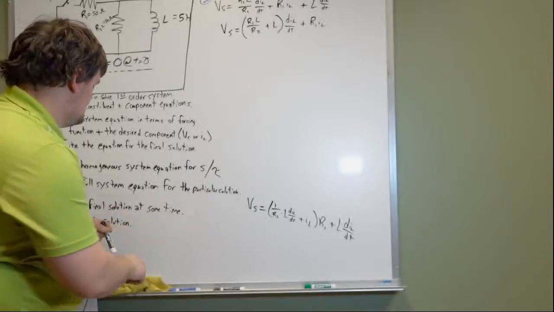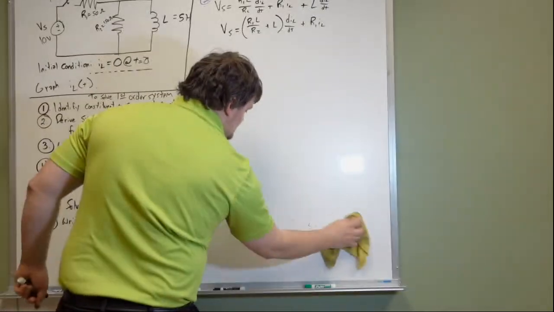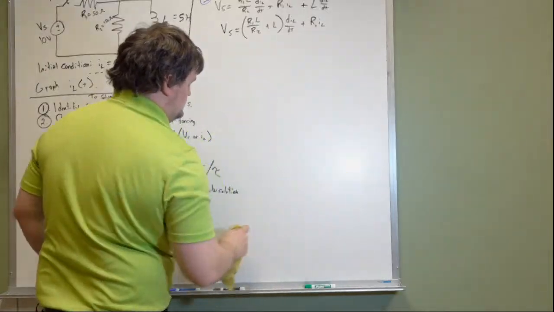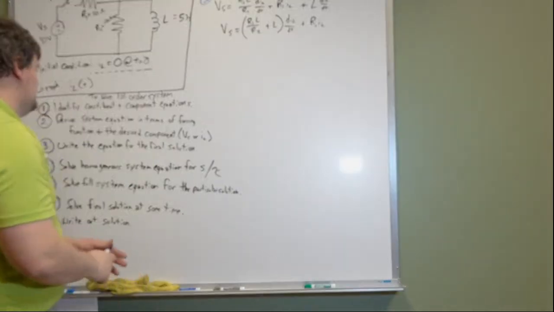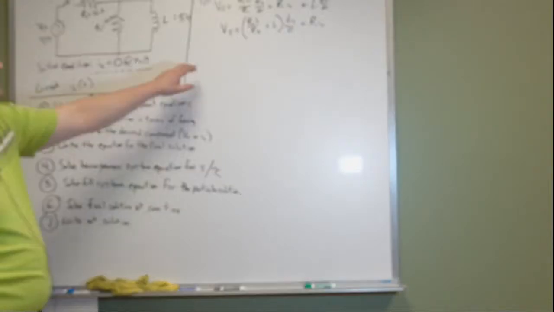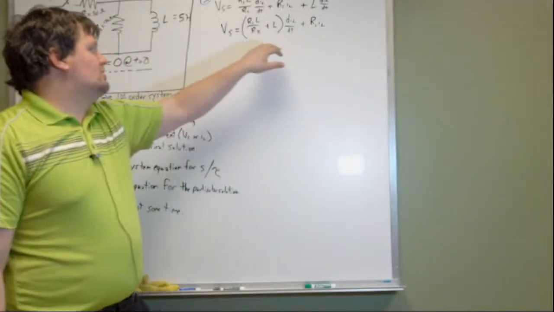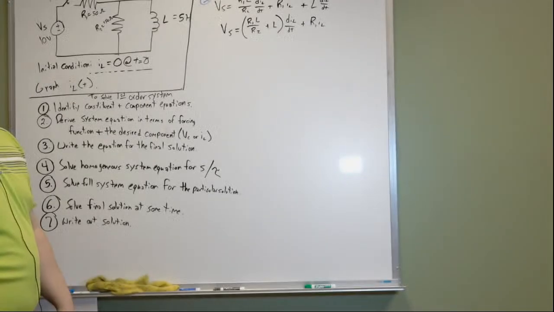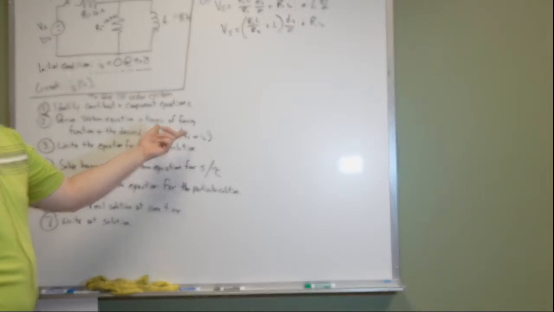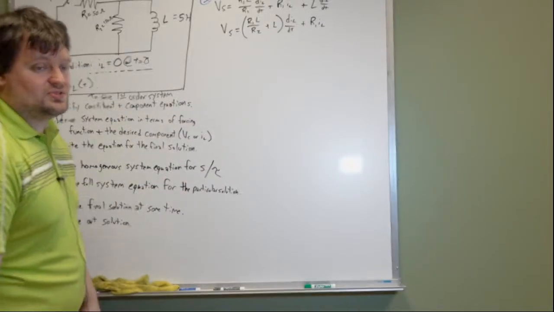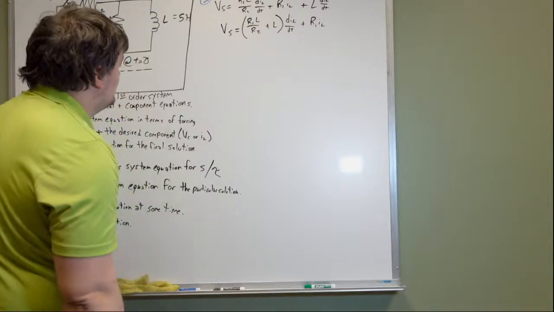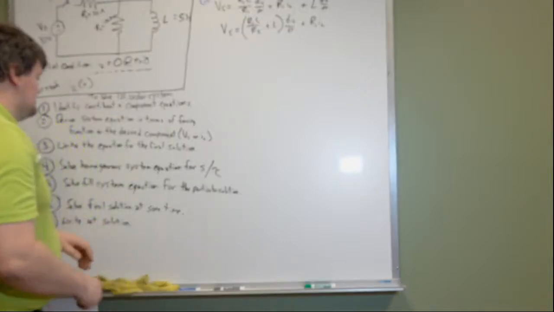All right, so there's our system equation. Then I can go ahead and erase this. So that was step 2. We now have our system equation in terms of the forcing function, which here is Vs, because this is a voltage source, and in terms of IL, because that's the component we're looking for. It's not Vc, we don't have a capacitor here. So it's the only other one that we can solve for.